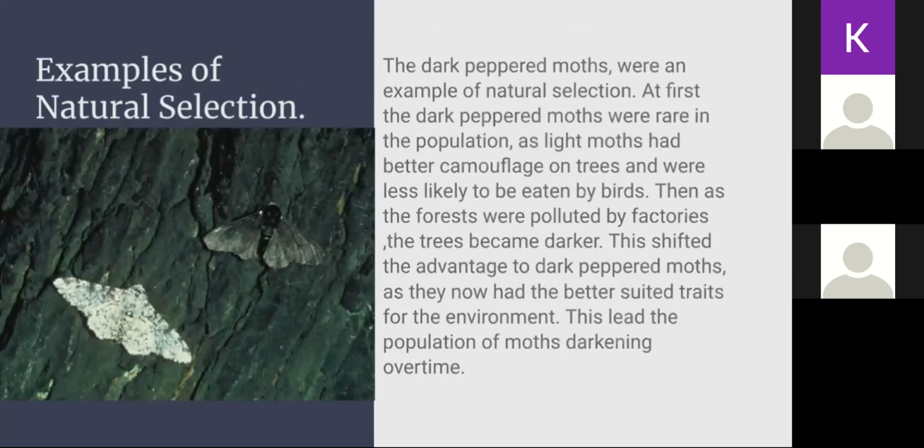Examples of natural selection: the dark peppered moths were an example of natural selection. At first, the dark peppered moths were rare in the population as light moths had better camouflage on trees and were less likely to be eaten by birds. Then, as the forests were polluted by factories, the trees became darker. This shifted the advantage to dark peppered moths as they now had the better suited traits for the environment. This led to the population of moths darkening over time.